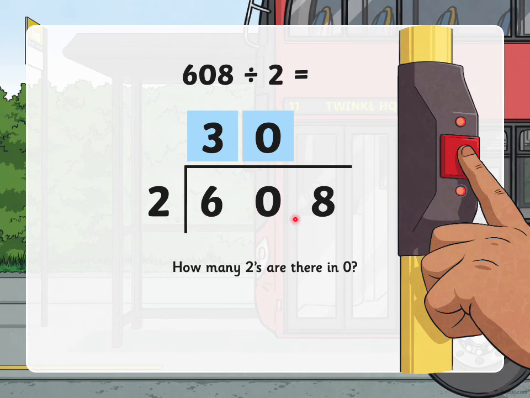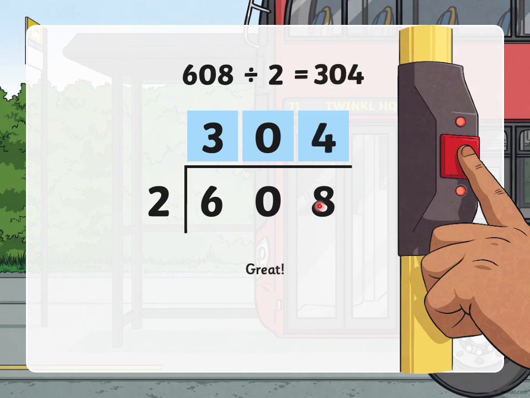Next digit is the 8. 8 divided by 2. So let's go by table 2. 2, 4, 6, 8. We have 4. So 8 divided by 2 is 4. So the answer is 304.